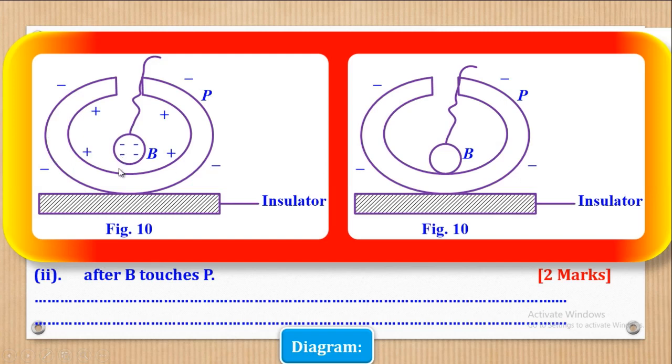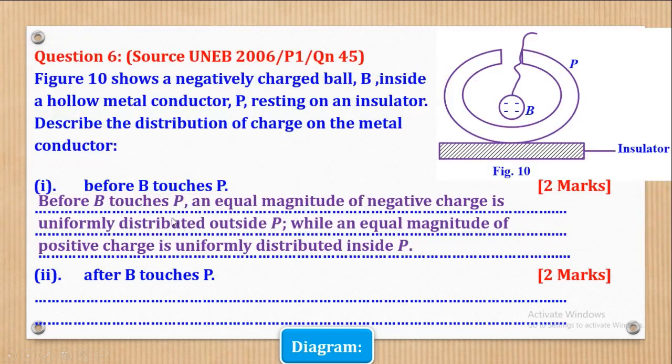But remember they said it should be equal in magnitude. For example, this is 1 2 3 4, so inside there should also be 1 2 3 4. That's what is meant by equal magnitude, and also outside they said equal magnitude, so 1 2 3 4. So when you're showing these charges, you should have in mind that they should be of equal magnitude. If you wrote that, that's how the 2 marks could be got.